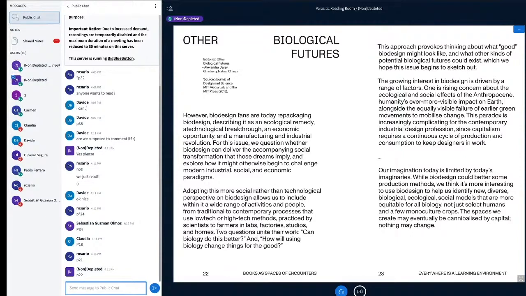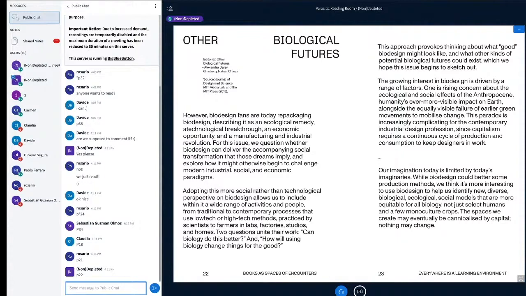Other biological futures. However, biodesign fans are now repackaging biodesign, describing it as an ecological remedy, a technology breakthrough, an economic opportunity, a manufacturing and industrial revolution. For this issue, we're questioning whether biodesign can deliver the accompanying social transformation that those dreams amplify, and exploring how we might otherwise begin to challenge modern industrial, social, and economic paradigms.